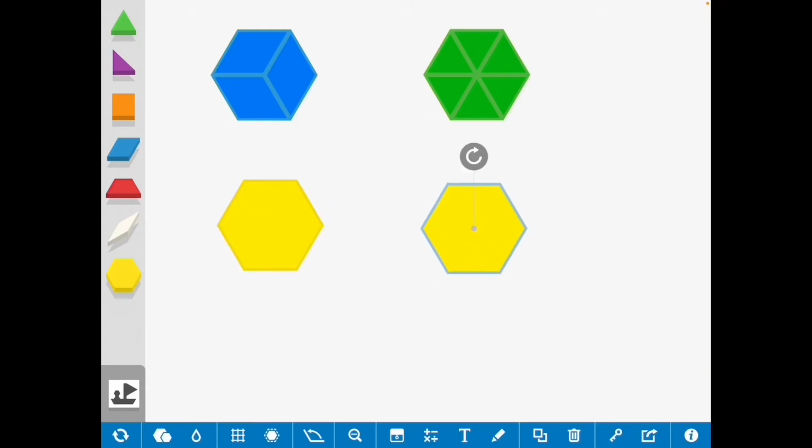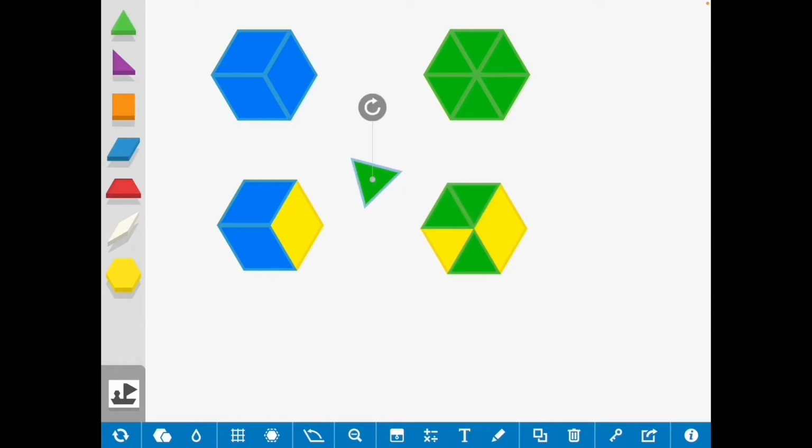I can see in this case that 2 parts, each worth 1/3 of a hexagon, is going to be the same as 4 parts, each worth 1/6 of a hexagon. I can overlap them and see that 2/3 of the hexagon is the same quantity as 4/6 of the hexagon.